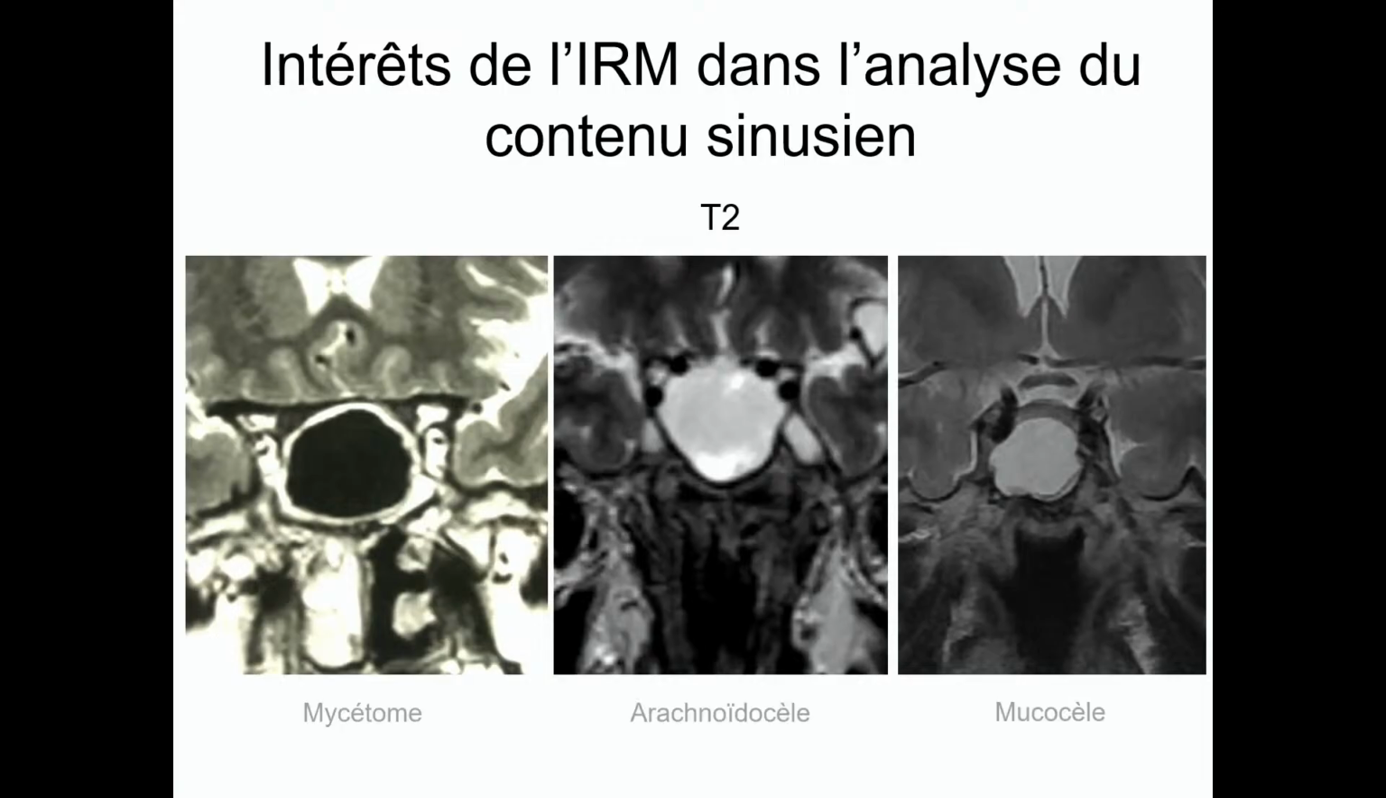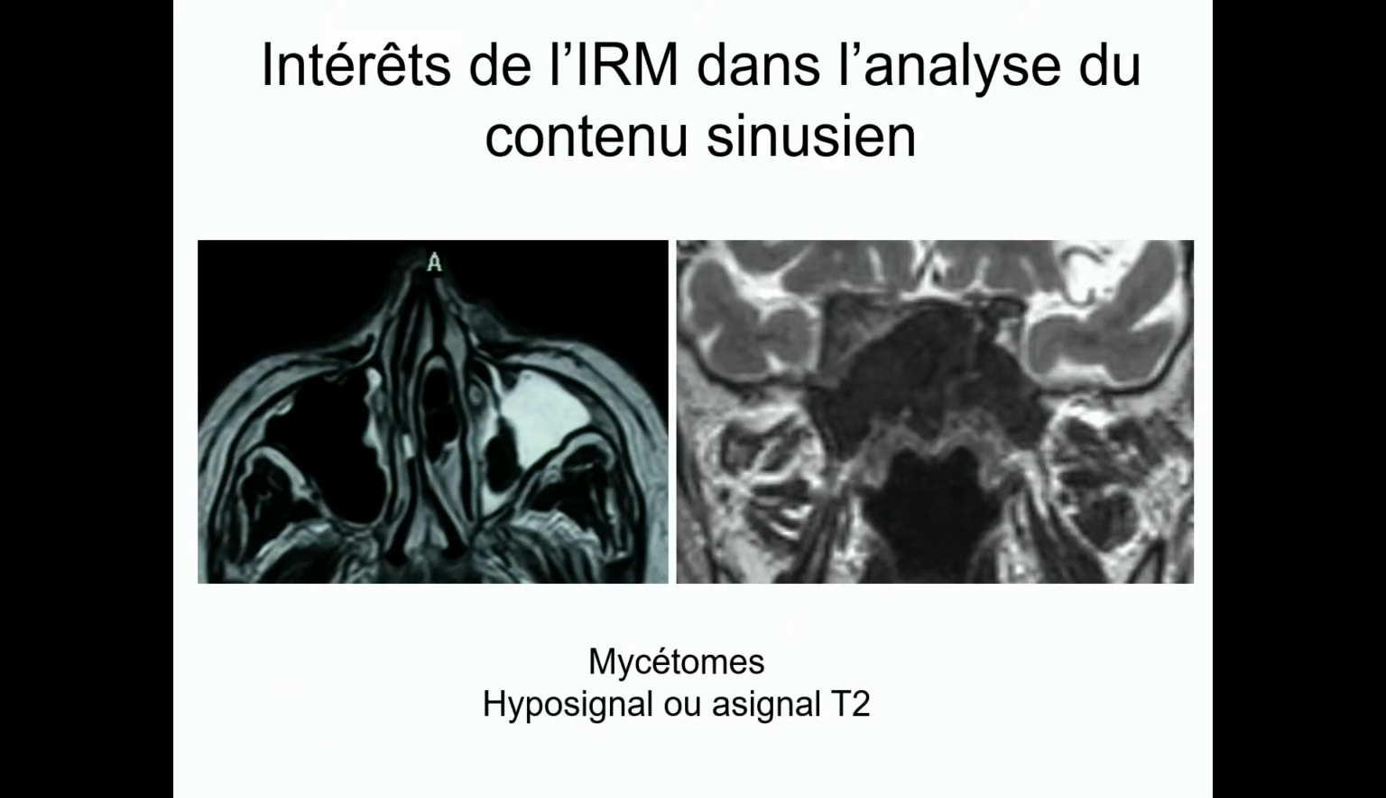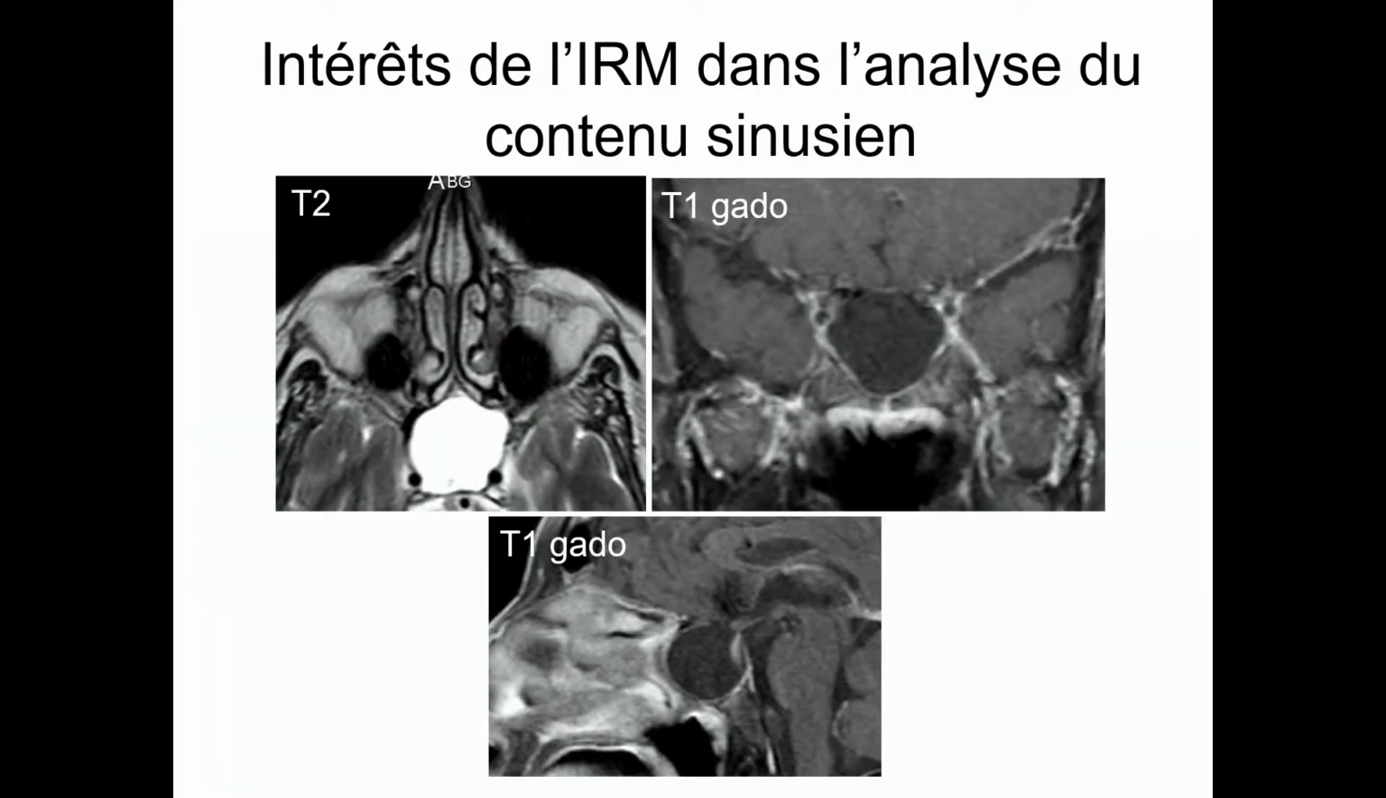So, because in fact, with the sum curve, you are able to determine almost the diagnosis, and it's very important. For example, in this case, the specific strong hyposignal or asignal in T2 weighted images is pathognomonic for a mycosis disease.